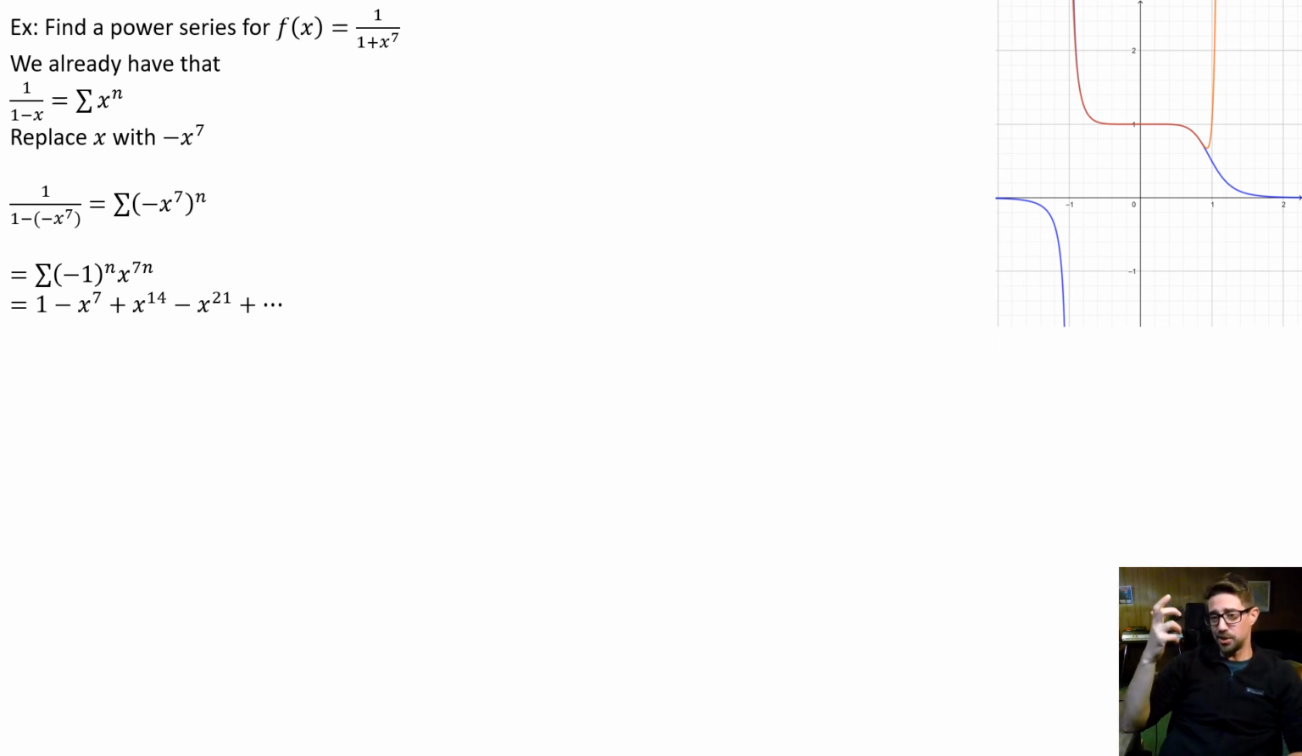Okay, and that essentially serves as a check. If you did it right, the graphs match up exactly. If you didn't, they don't match up at all.